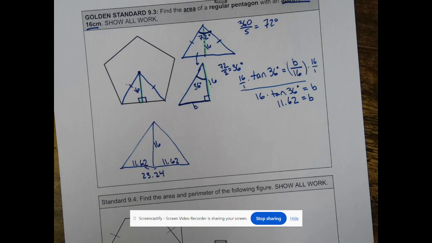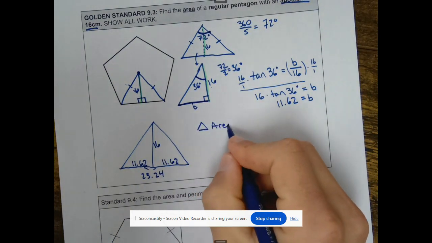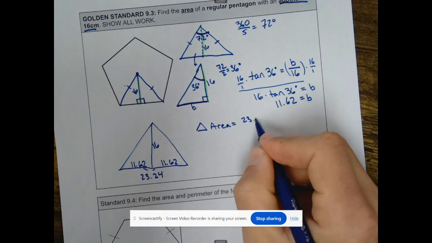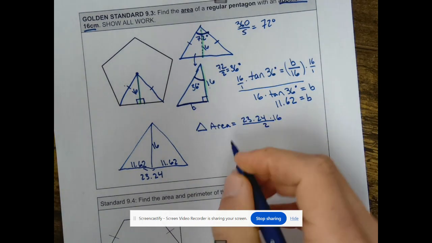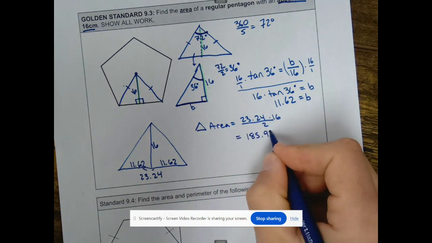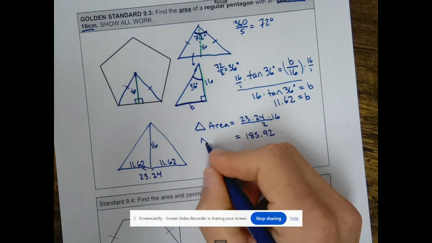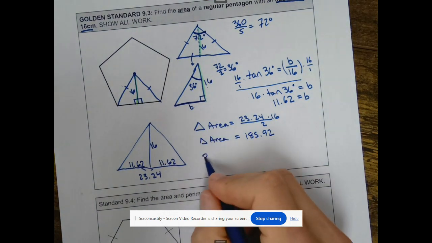It's one of the most common mistakes we make when we're doing this, forgetting to look carefully at our isosceles triangle. So our triangle area is our base, 23.24, times our height of 16, divided by 2. So our triangle area equals 185.92 centimeters squared. Are we done? No, I don't want the area of the triangle. I want the pentagon area.